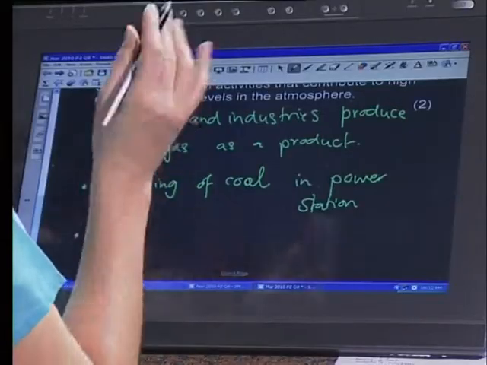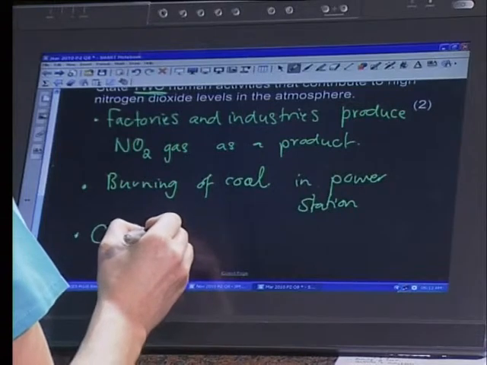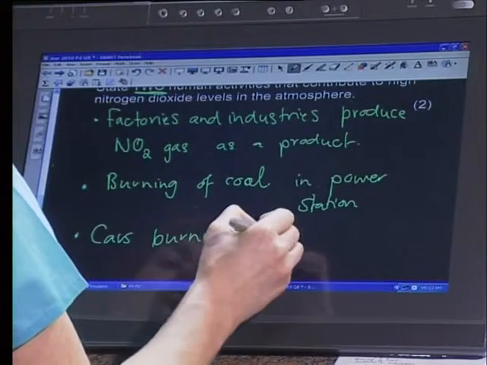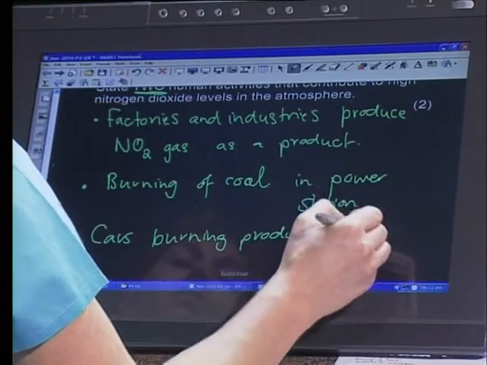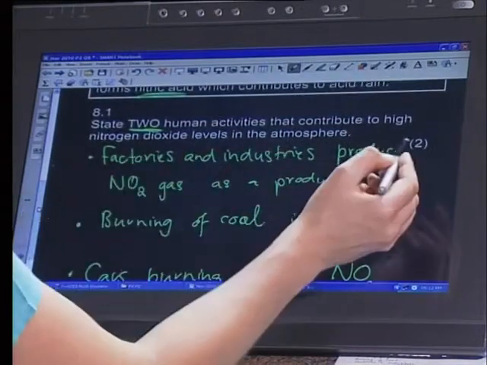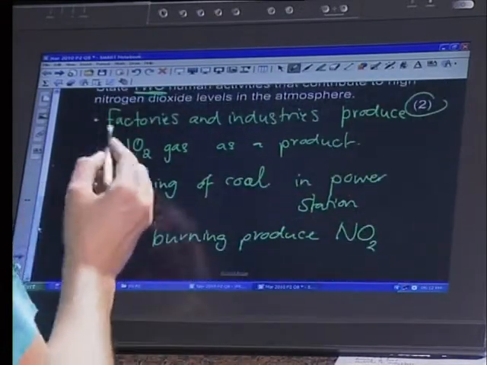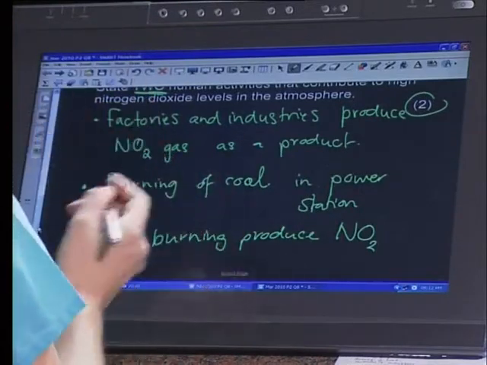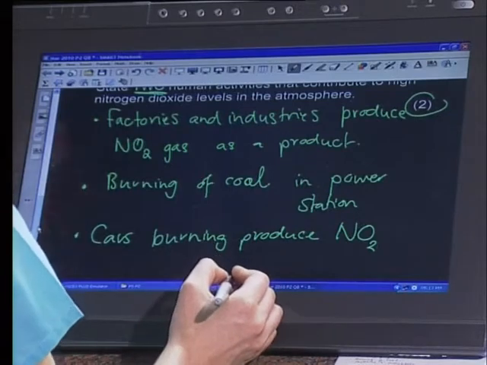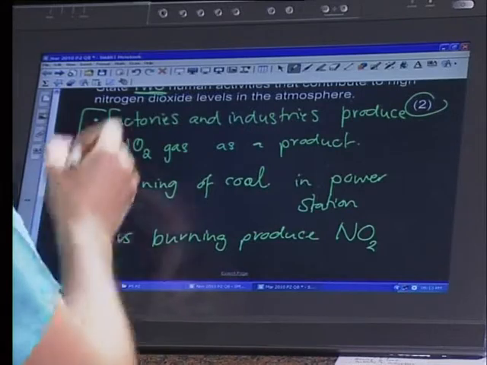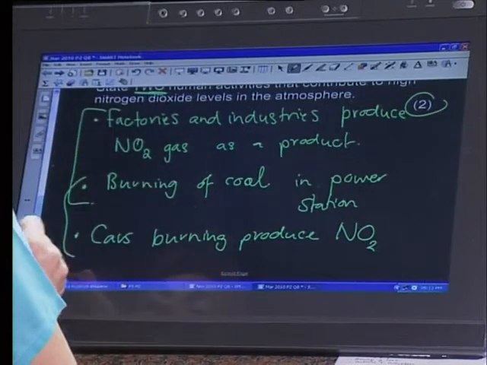All right, cars. So while you're driving the car, cars burning fuel will produce NO2 gas. And this is a very big pollutant. So that's your question over there. You'll see that it's 2 marks. Any one of these 3 points that I've mentioned would be able to give you your 2 marks. They asked for 2 activities, so any 2, as long as you give us 2.